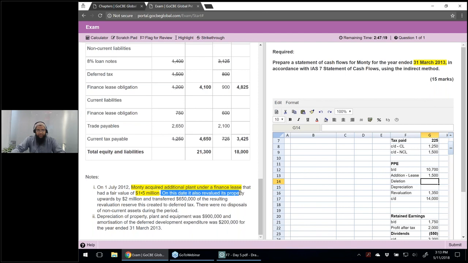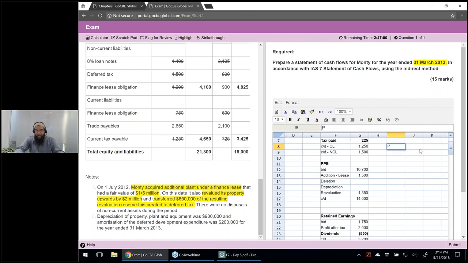On this date, it also revalued its property upwards by 2 million. We have also revalued the property upwards by 2 million and transferred 650 of the resulting revaluation to the deferred tax. This means that the asset was revalued upwards by 2000 and the entry would have been PPE debit and revaluation reserve through OCI credit. By what amount? By 2000.